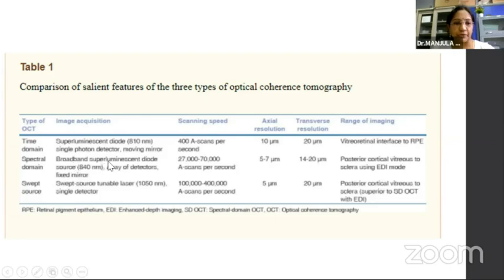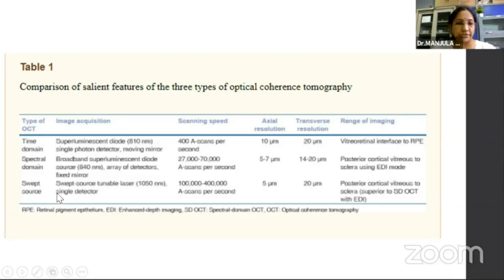Spectral domain uses a broadband superluminescent diode of 840 nanometers. It has an array of detectors and the mirror is fixed. Hence, it gives a higher scanning rate of 27,000 to 70,000 scans per second with an axial resolution of 5 to 7 microns and a transverse resolution of 14 to 20 microns. And with EDI incorporated in it, it can image from the posterior cortical vitreous to the sclera.